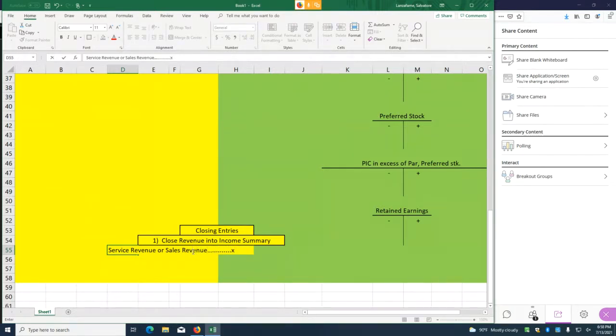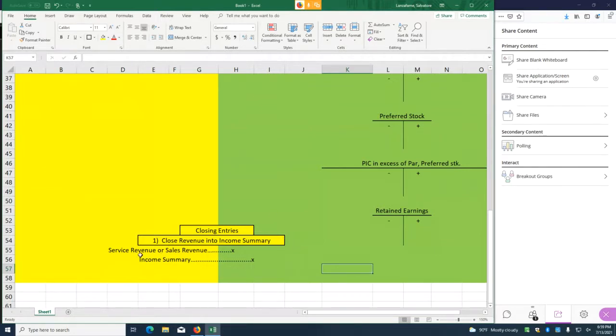You could have both, by the way. If you're like a beauty salon, you might sell shampoo and also perform services. So these would be on separate lines, but I'm just doing it to save a little space here. So service revenue, more of accounting one. Sales revenue, more accounting two. But then you would credit income summary for the same amount.